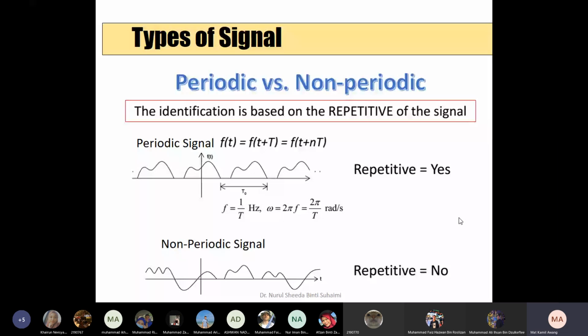For non-periodic signal, it's not repetitive. There is no repetition of the signal. So there is no concept of period. So the identification is based on the repetition of the signal. You have to recognize whether the signal has a repetition or not, in order to recognize whether the signal is periodic or non-periodic.